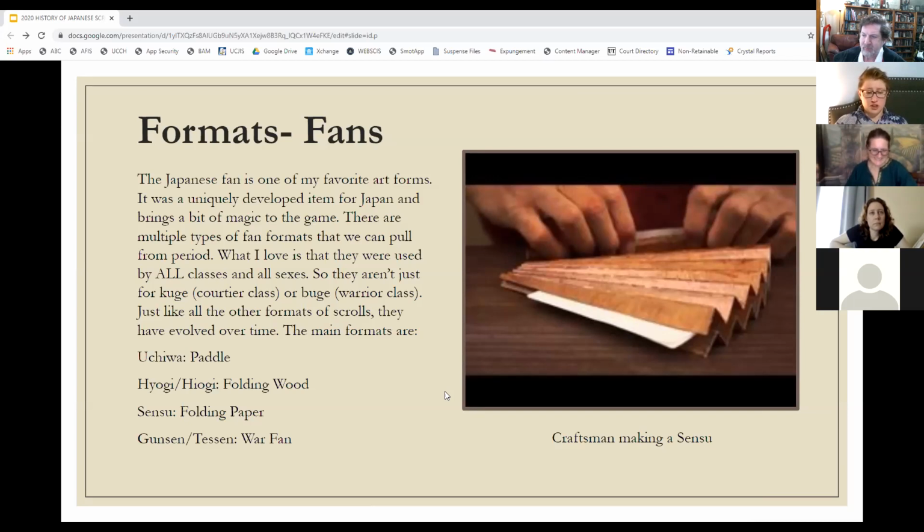The main formats are uchiwa, which is the paddle fan, hyogi, which is the folding wood fan, and the sensu, which is the folding paper, and then the gunsen, tensen, which is a war fan. So that's not used by everybody, but I think it's kind of a cool thing to talk about, and I'll tell you why in a little bit.